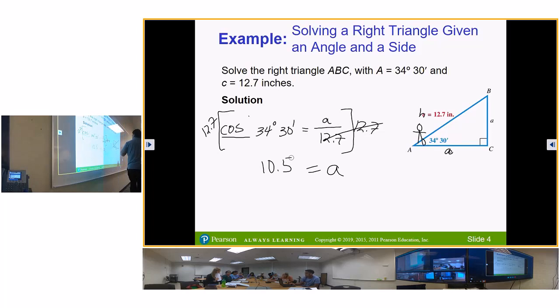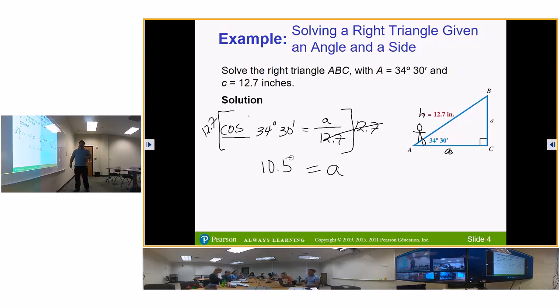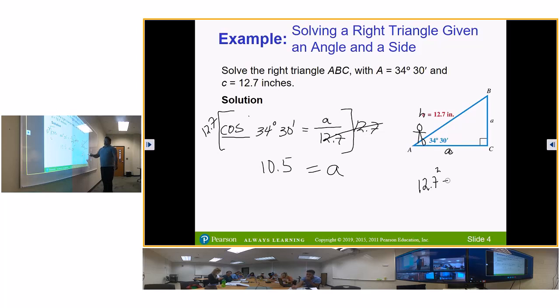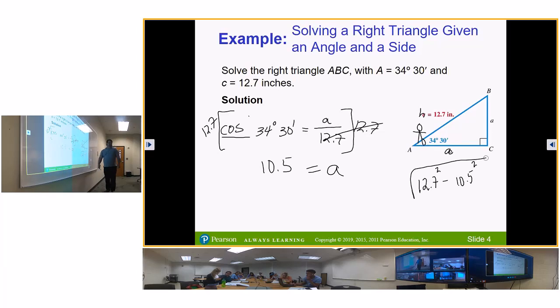Now, let's see. If we're right, A should come out less than 12.7. Right? So 12.7 squared minus what? 10.5 squared. Somebody do that in your calculator and take the square root of it. Somebody do that for me.